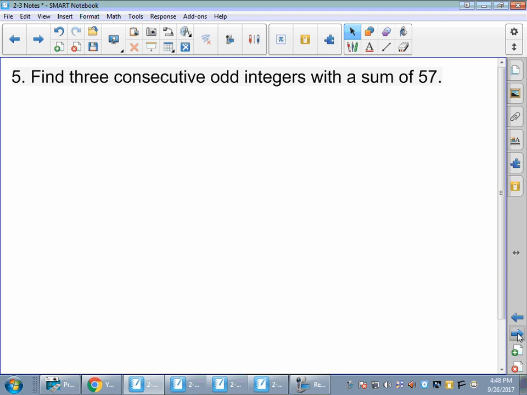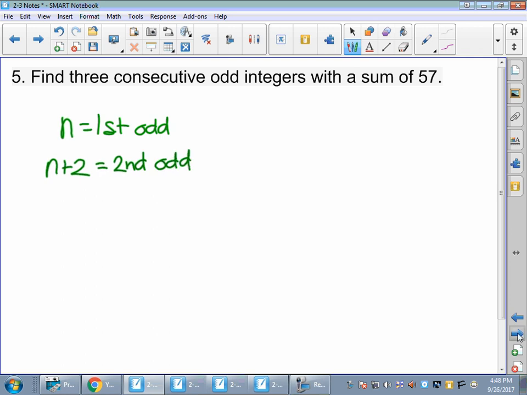Let's try another one here. Find 3 consecutive odd integers. Again, we're going to define them. N is my first odd. N plus 2 then is my second odd. How do I get from 5 to 7? I have to add 2. How do I get from 5 to 9? I have to add 4 from the original. There's my 3 consecutive odd integers with a sum of 57.